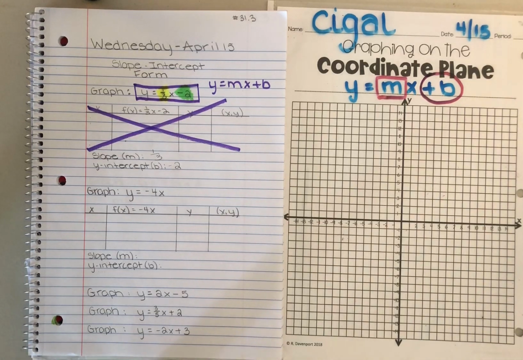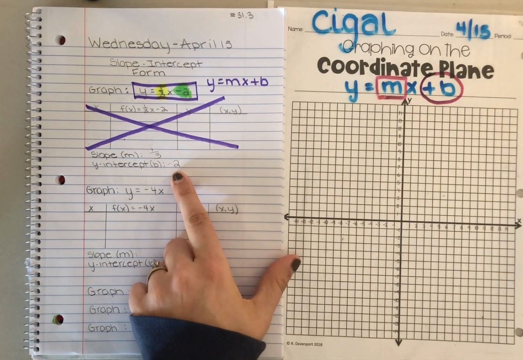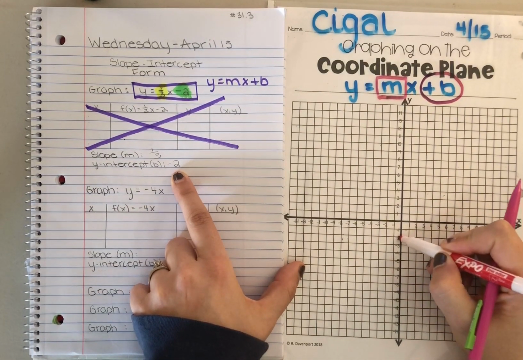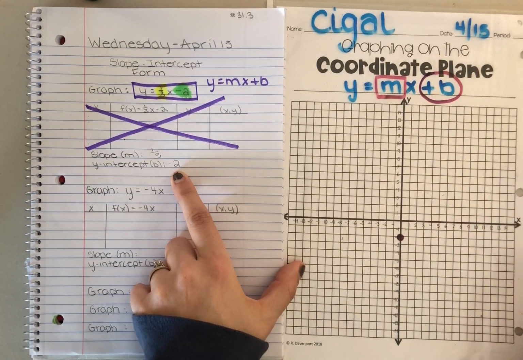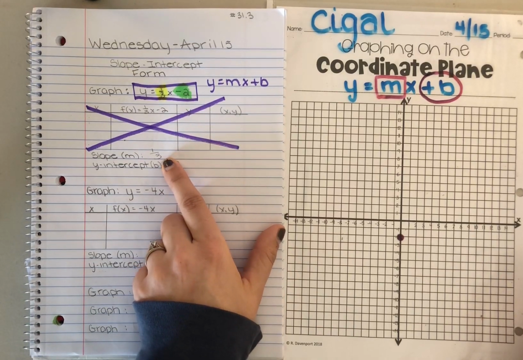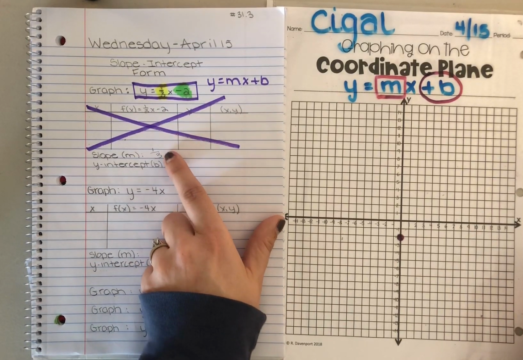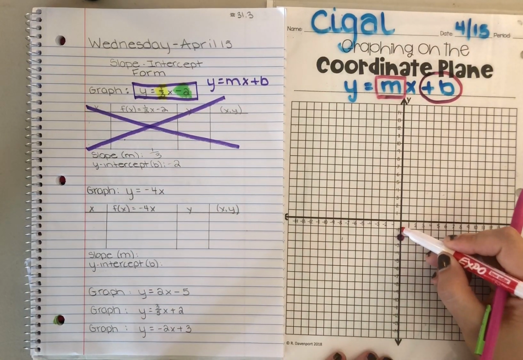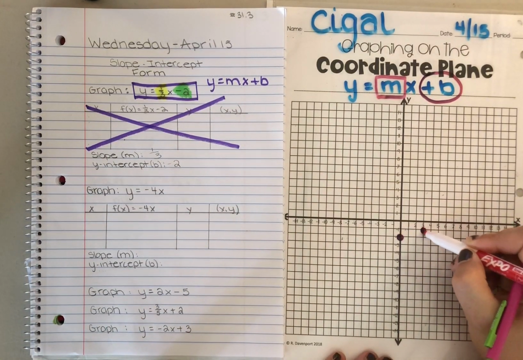So the way we're going to look at it is we start with where it crosses the y-axis. So we start with b. Here is where it crosses the y-axis. So I know that's my first point. Now if I want to find another point, I'm just going to take the slope. It says that we're going to go up 1 and over 3. So I'm just going to go up 1 and over 3.